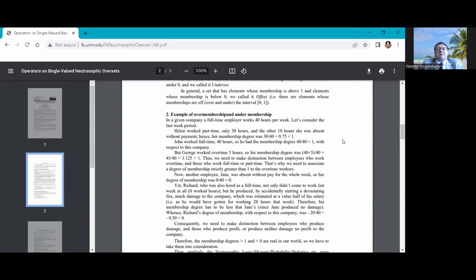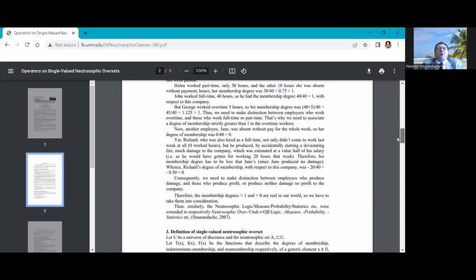Let's see, we have a given company where a full-time employee works 40 hours per week. Suppose Helen worked part-time, only 30 hours, and the other 10 hours she was absent. Therefore, her membership will be 30 out of 40, meaning 0.75. So less than 1, meaning part-time. John worked full-time, so he worked 40 hours out of 40 hours. So the degree of membership is 1.